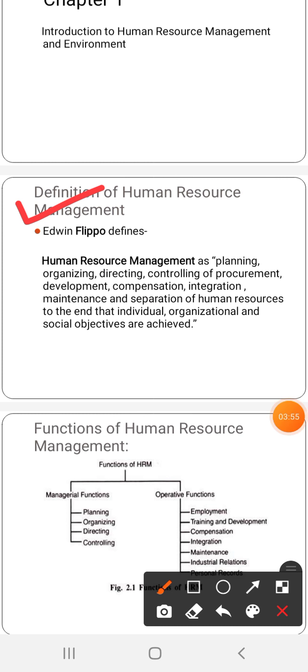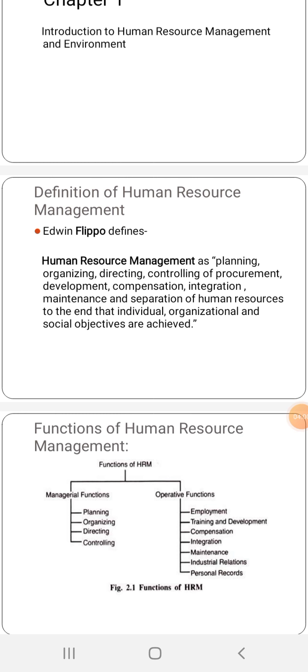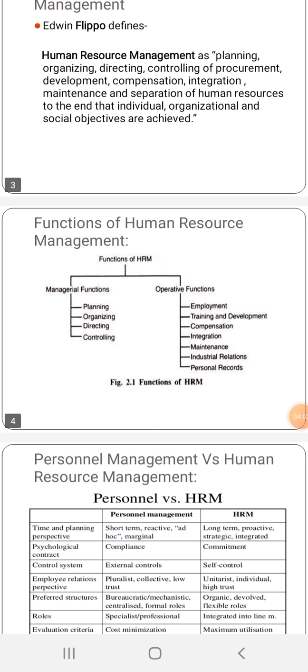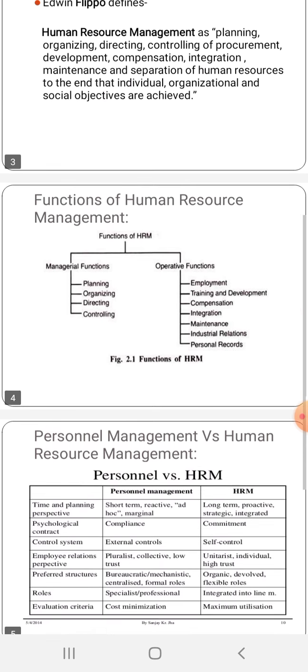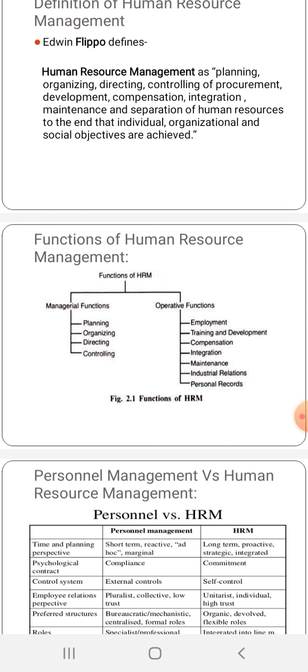So this was a definition. Let's talk in a general way about human resource management. First, let me know what is management. Management means we should be able to get things done from the people at the organization. This is a very simple definition of it, but it has a wide area.